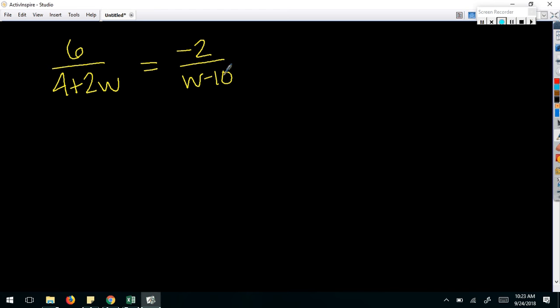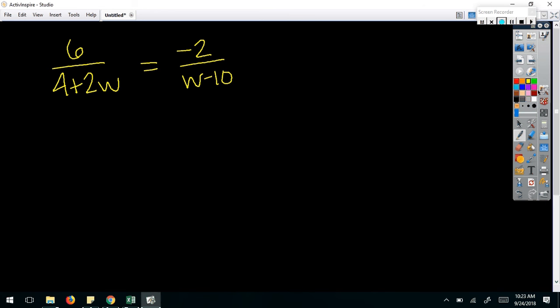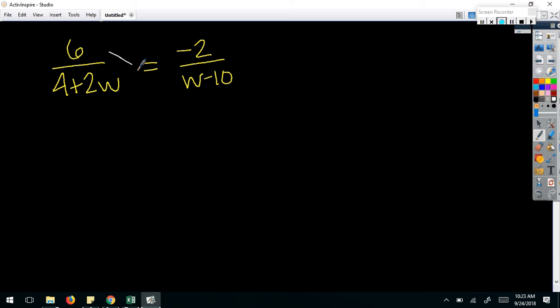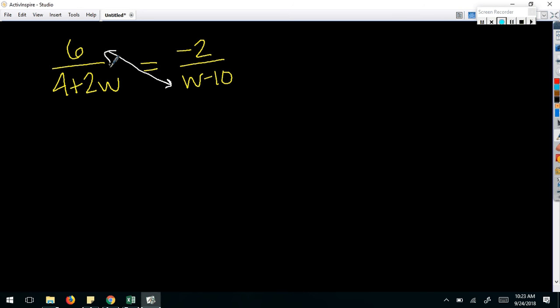Do you basically just plug in a w with 6? How are you supposed to cross multiply those? I'm going to show you. We're going to distribute. So it's 6 times, and because there's more than one thing in the bottom, I'm going to put them in parentheses to kind of help me see what I'm going to do.